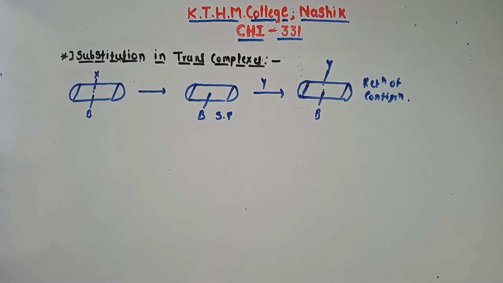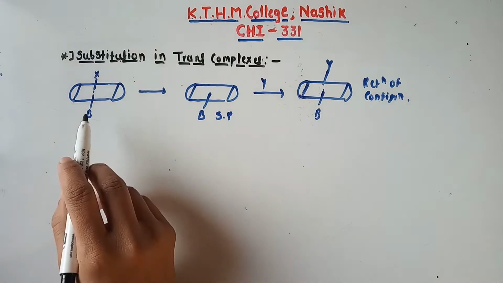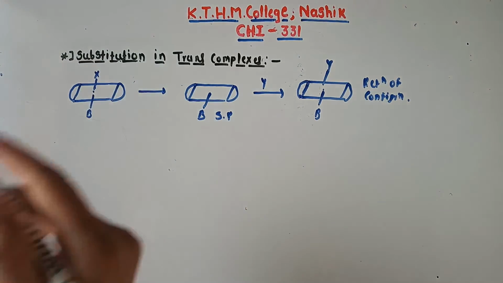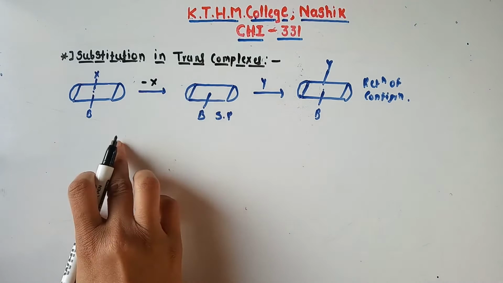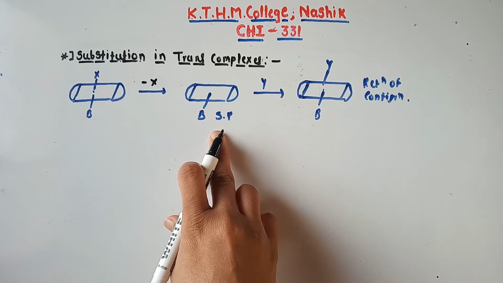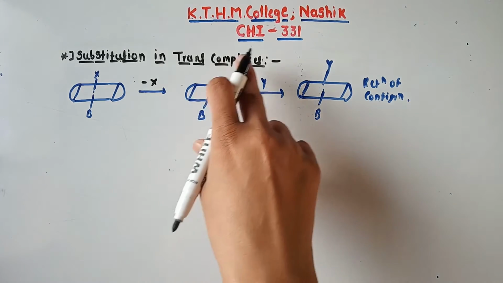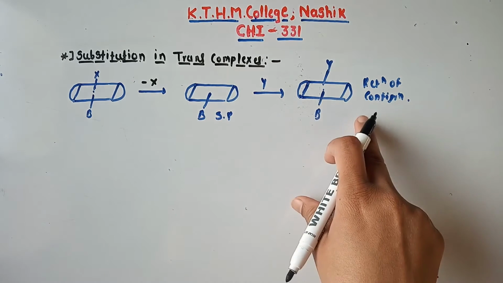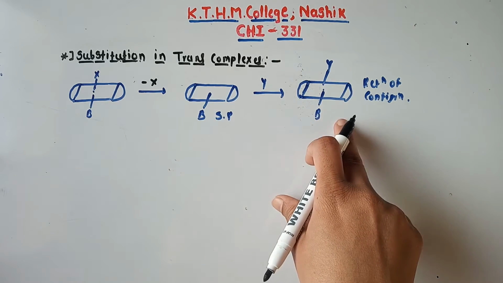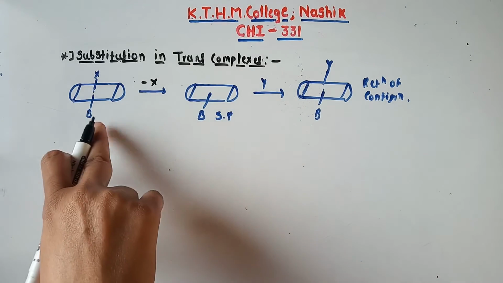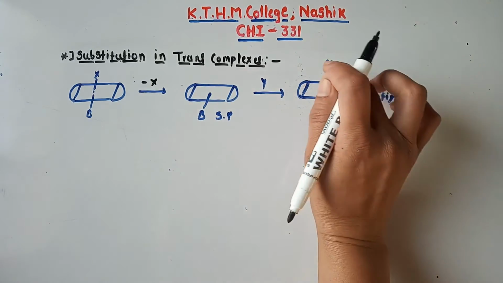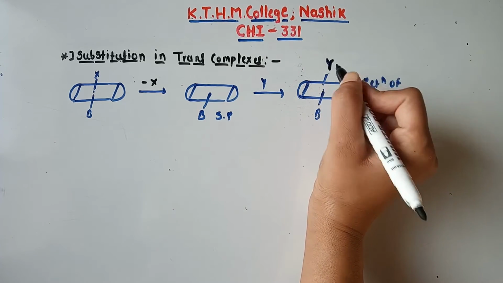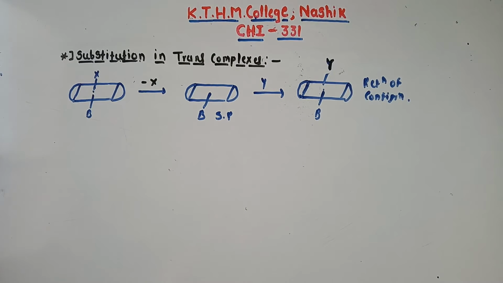Okay, what I explain here: if this is your trans complex, if X is dissociated from this complex, we get a square pyramidal intermediate. Then when we add the incoming Y ligand to this square pyramidal intermediate, we get retention of configuration, that is the product as it was like the reactant. Only Y is added here. So this is our first possibility. Okay, let's move towards the second possibility.